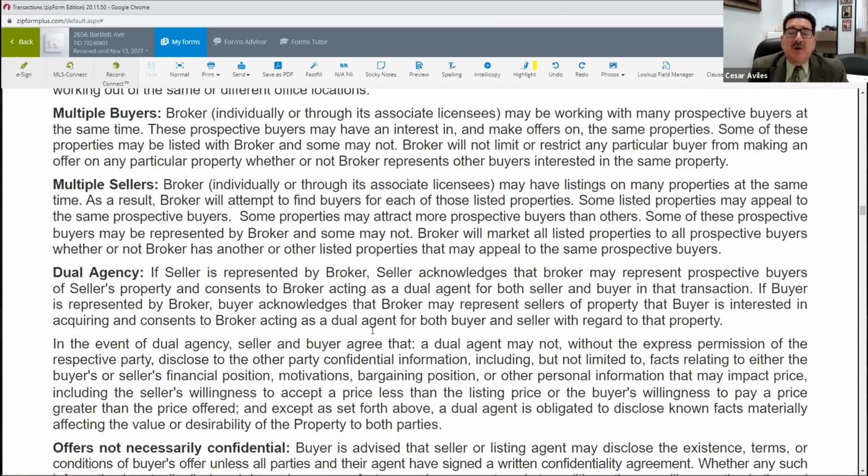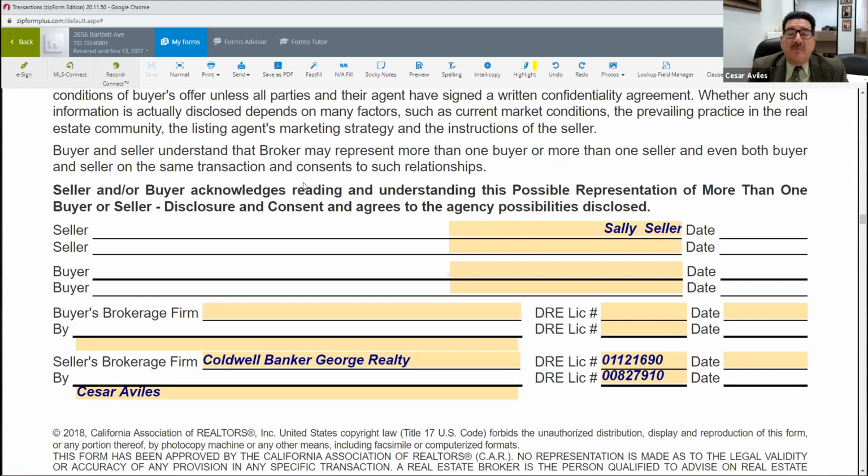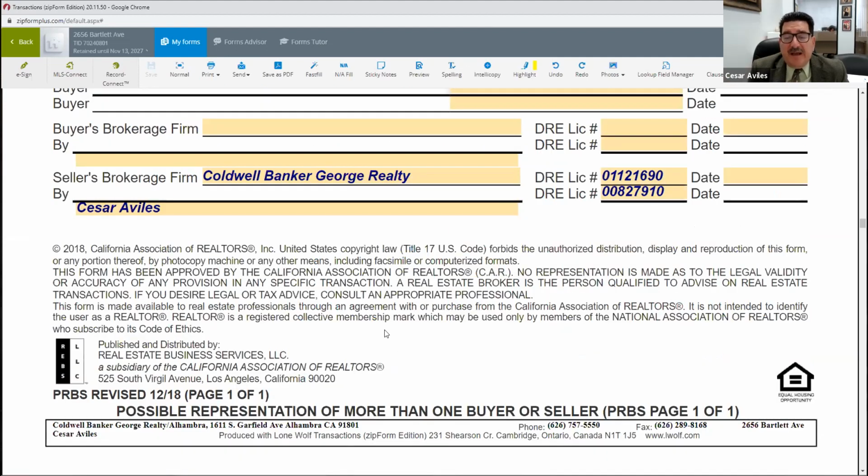So make sure that you get a signature from Sally indicating that there will be more than 2 or 3 sellers competing with her at Coldwell Banker George Realty. I don't know if there is another listing in Rosemead listed by the Coldwell Banker company. So, Coldwell Banker George Realty Company. So I'm going to get this form.